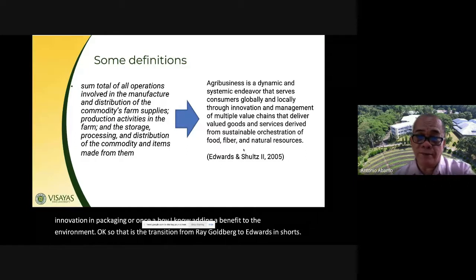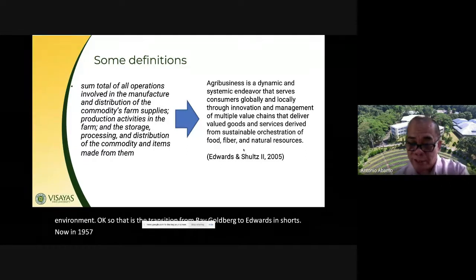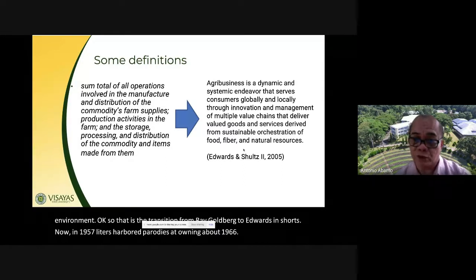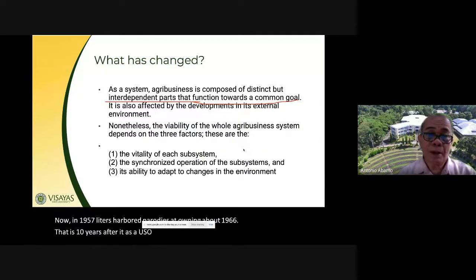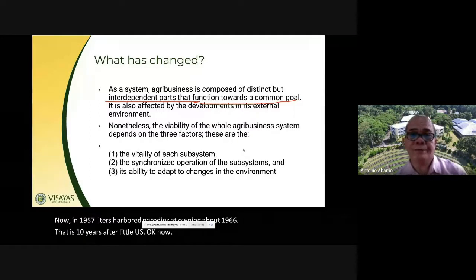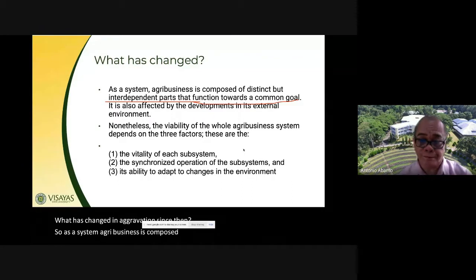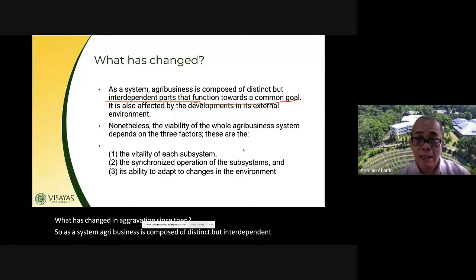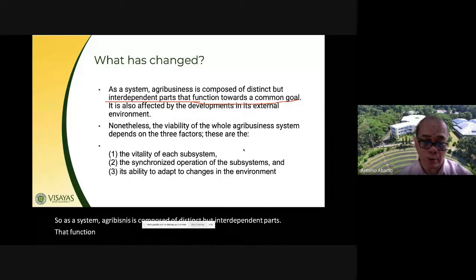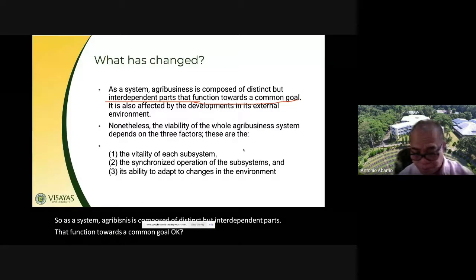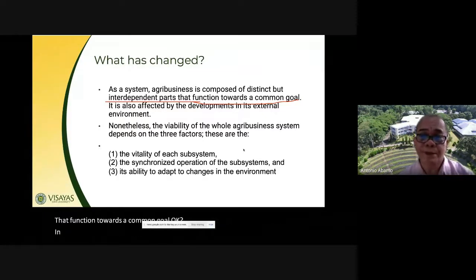Now, in 1957, dito sa Harvard, pero dito sa ato, nag-abot 1966. That is 10 years after dito sa US. Okay. Now, what has changed then? What has changed in agribusiness since then? So as a system, agribusiness is composed of distinct but interdependent parts that function towards a common goal. In other words, agribusiness has become a system. It is also affected by developments in the external environment.